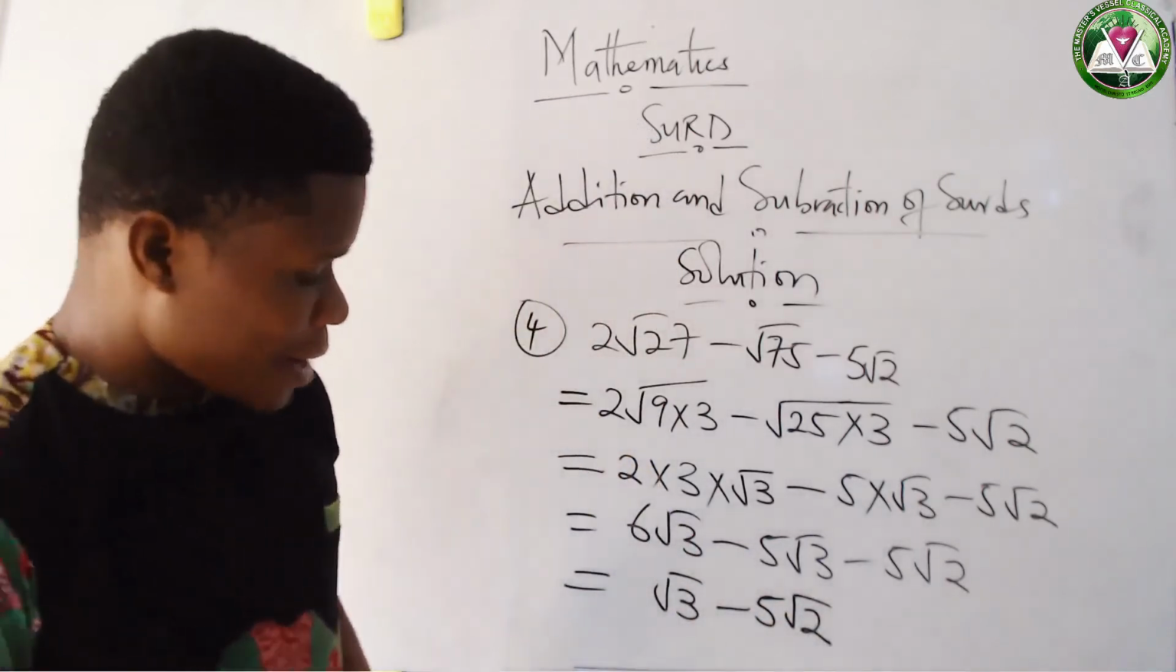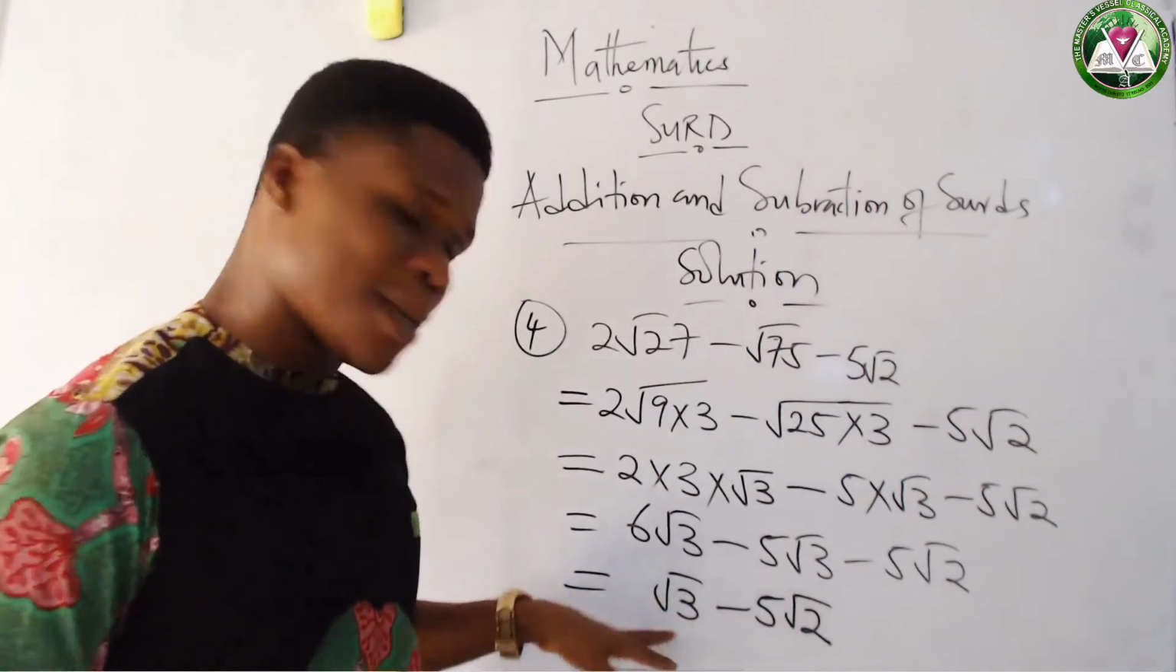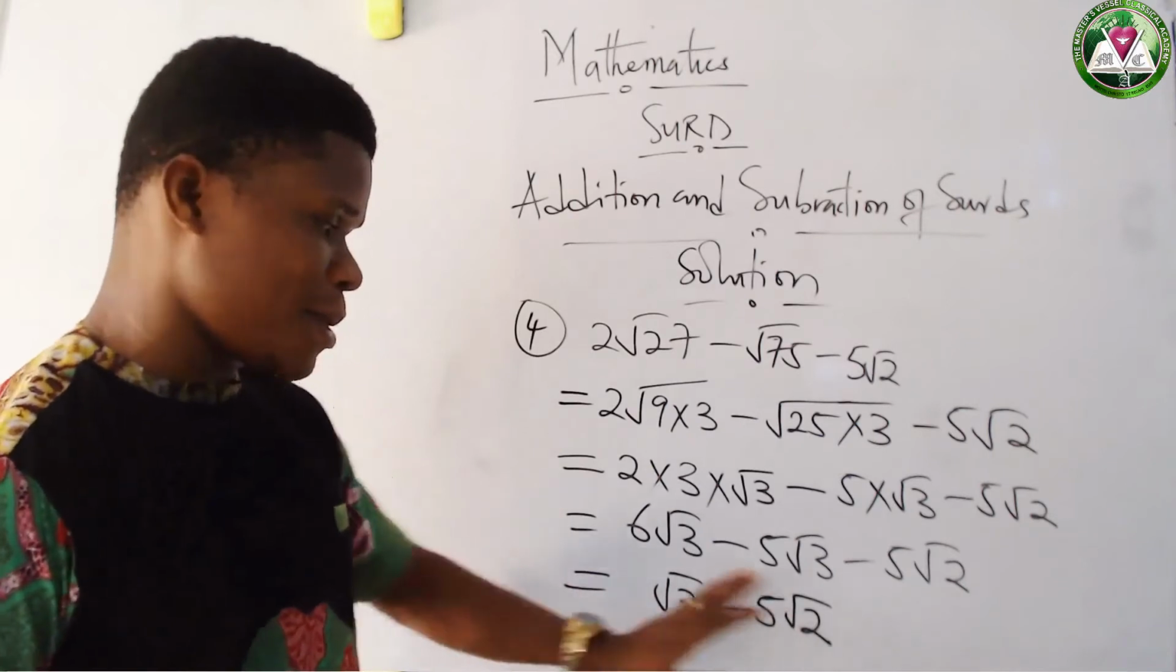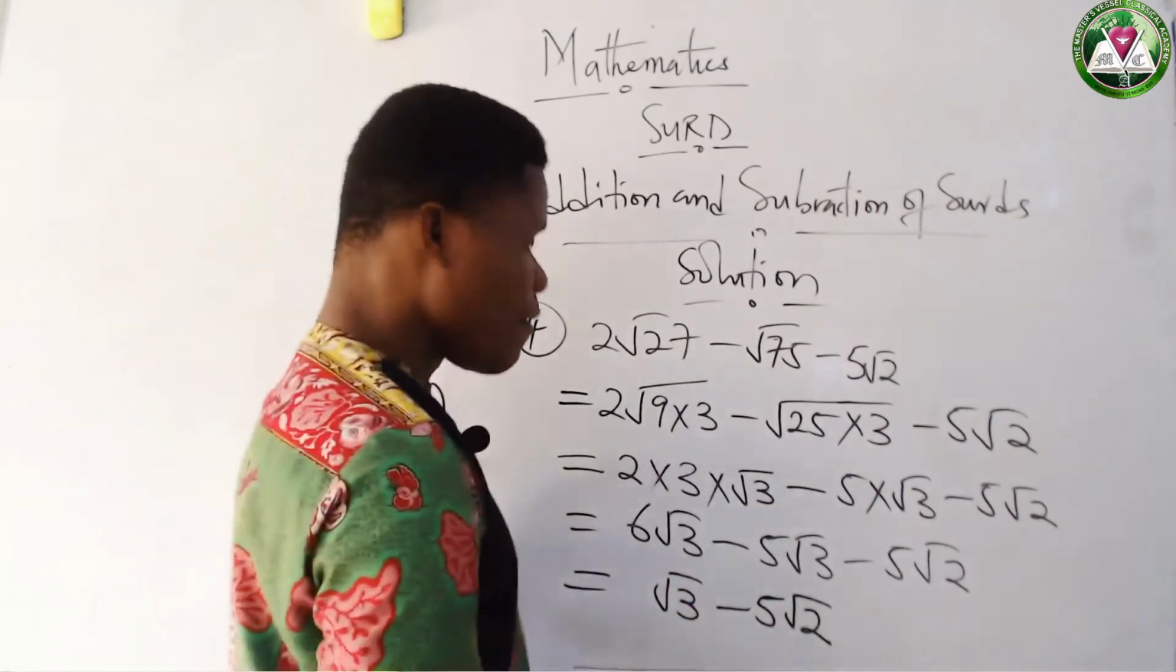So this is the answer. We cannot add or subtract this and this, because they are not like terms. This is root 3. This one is root 2. So we cannot do anything to it. This is our final answer for this addition and subtraction.